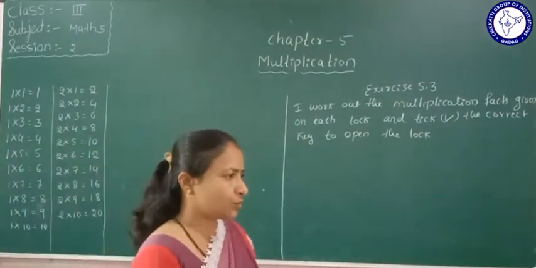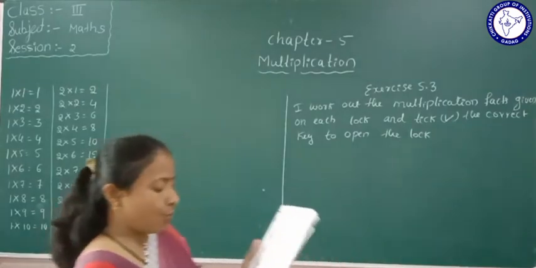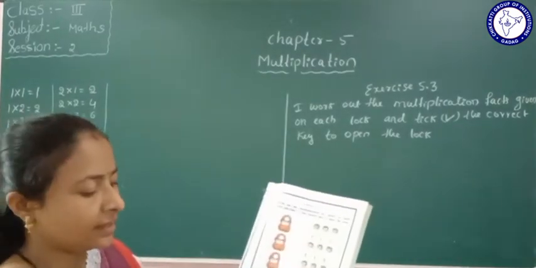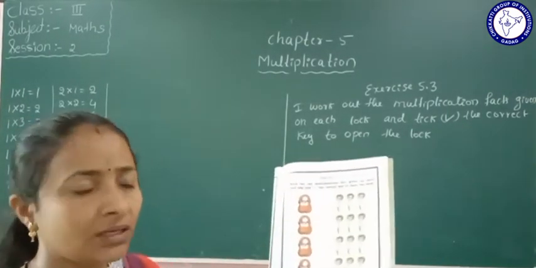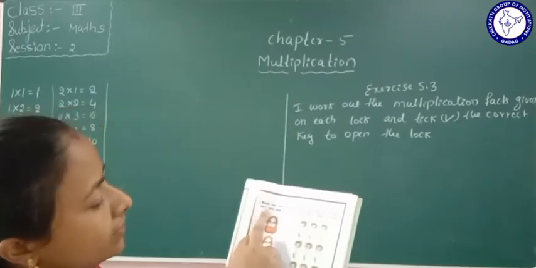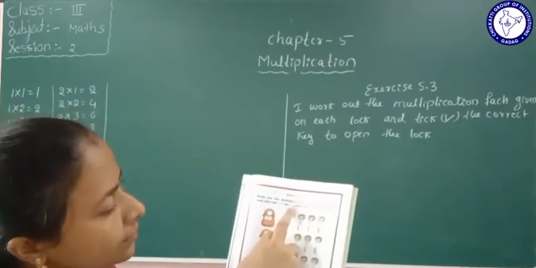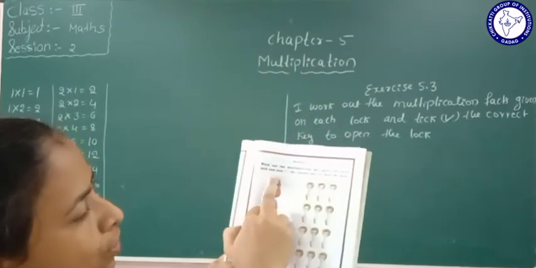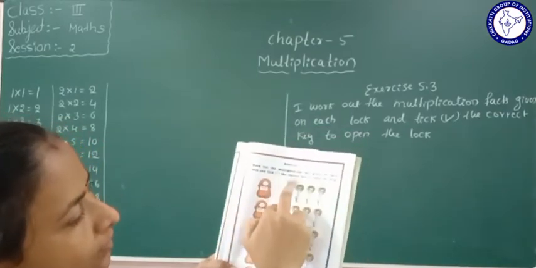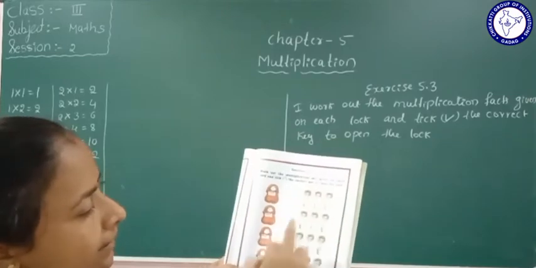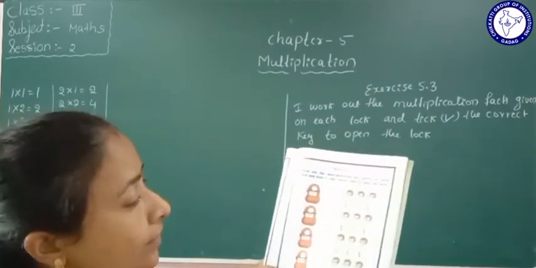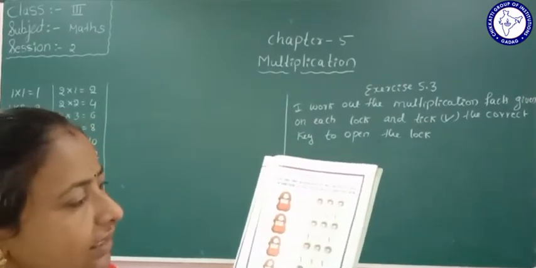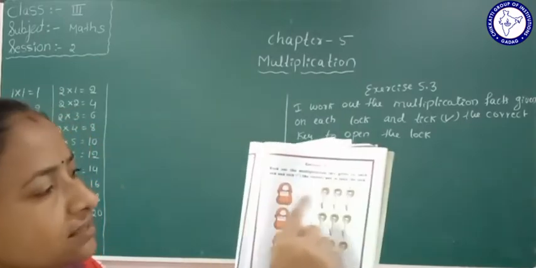Okay, see here, textbook. Yes, open the page number 135. Work out the multiplication fact given on each log and tick mark on the correct key. Here, in the log they have given the multiplication fact, and there are 3 keys given. So I'll write these numbers only.